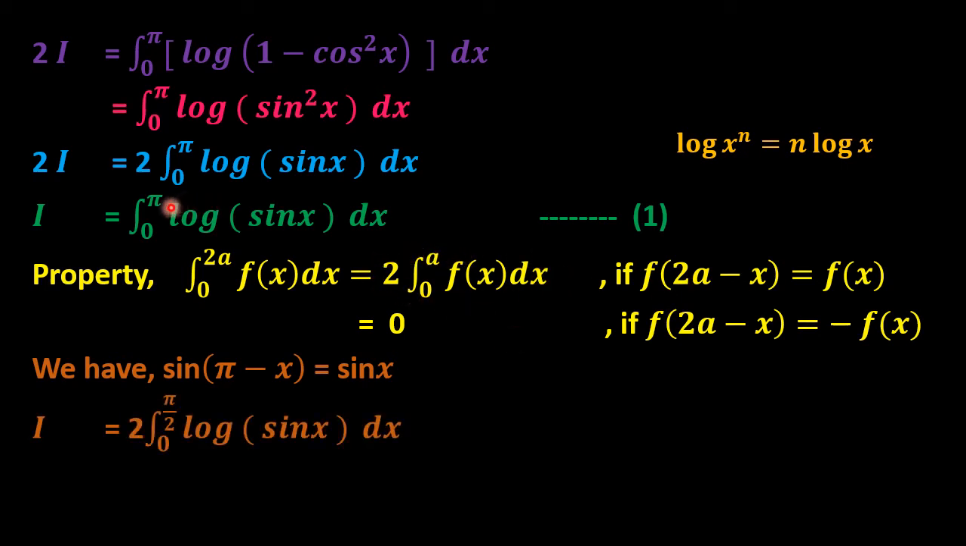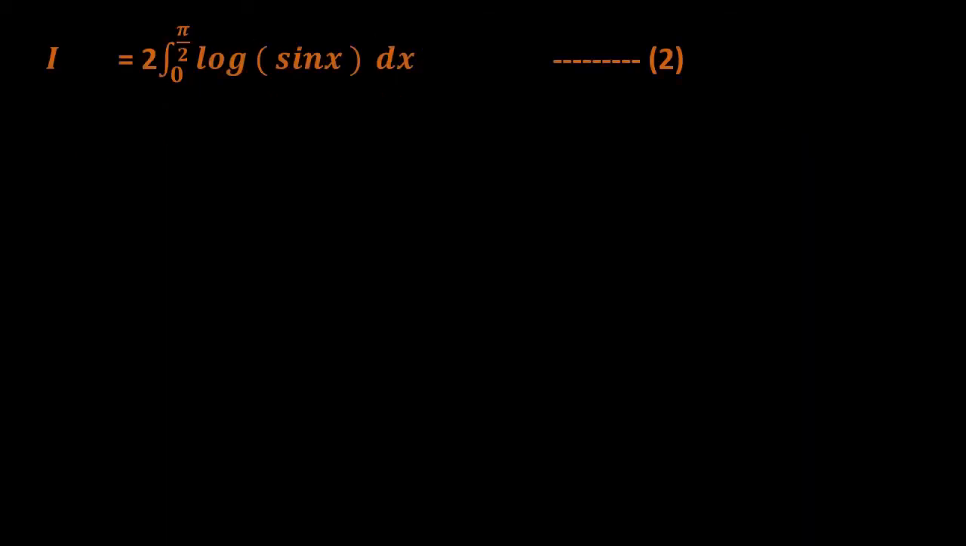Then here previously it was pi only. So in order to use this property, here it is 2a, here only a. So if here it is pi, then here we have to write pi by 2. Then log sin x dx. And this 2 is in front. Let this be equation number 2.